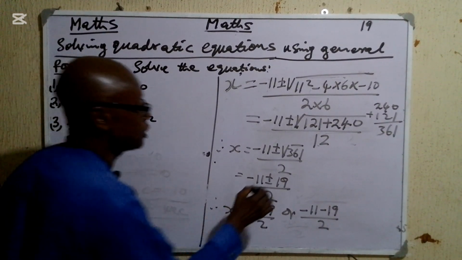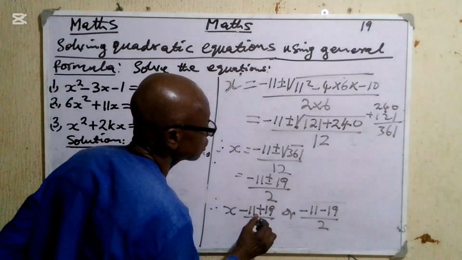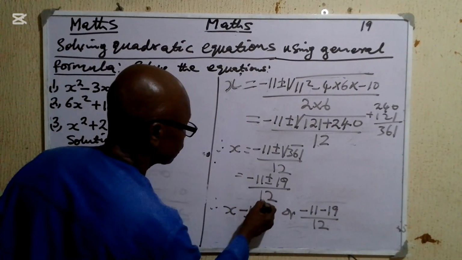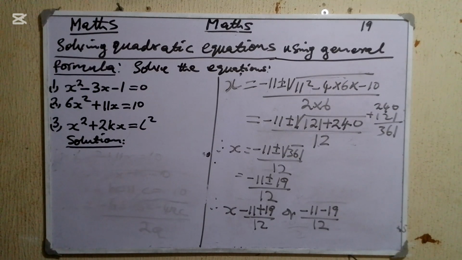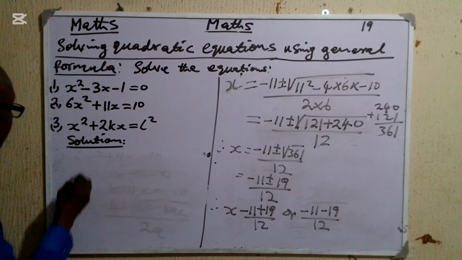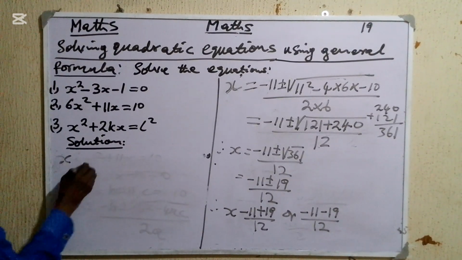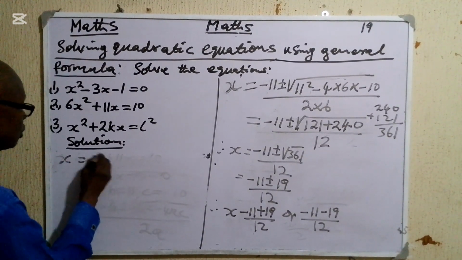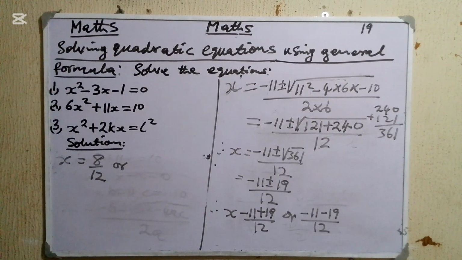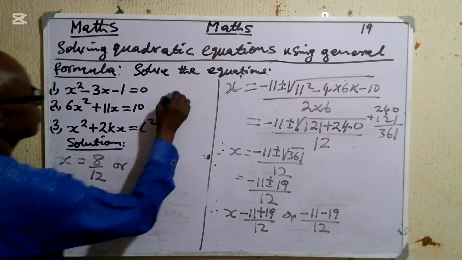Please, there's a little mistake. We have 12, not 2 now. 12. That's the correction. Sorry. So, in order to continue, we now have 19 minus 11 is 8. So, x equal to 8 over 12 or minus 11 minus 19.